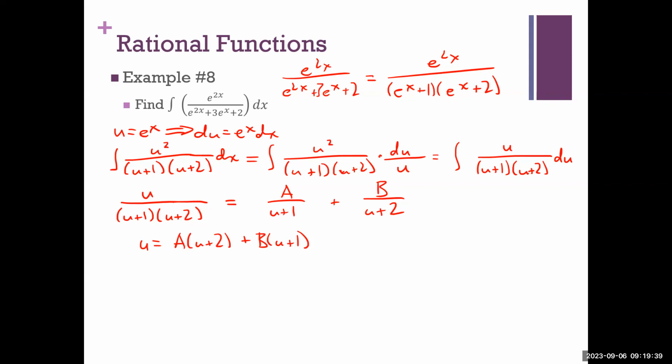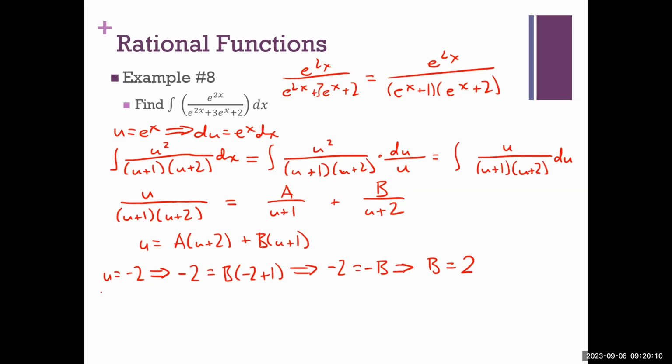I like it. Can we choose some values for u that are helpful? I vote for -2. What will that do, Saul? It will cancel out the first term on the right hand side. So -2 equals B times (-2 plus 1). That should give me that -2 equals -B. So B equals 2.